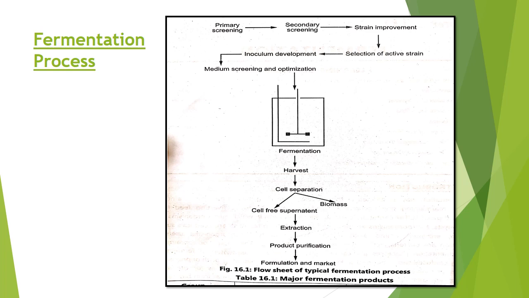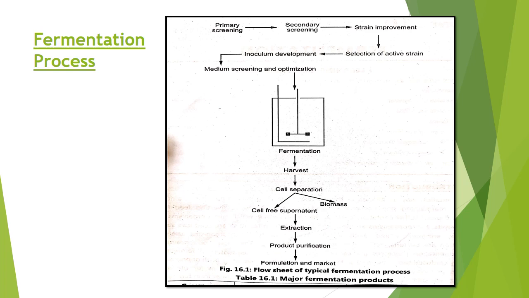After primary screening, we will move towards the secondary screening. Secondary screening is useful in sorting microorganisms that have real commercial value. The microorganisms having poor applicability in the fermentation process are discarded.